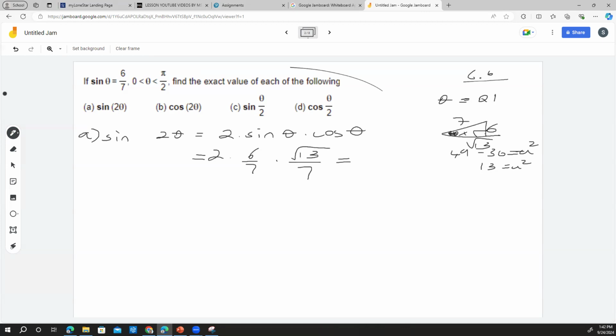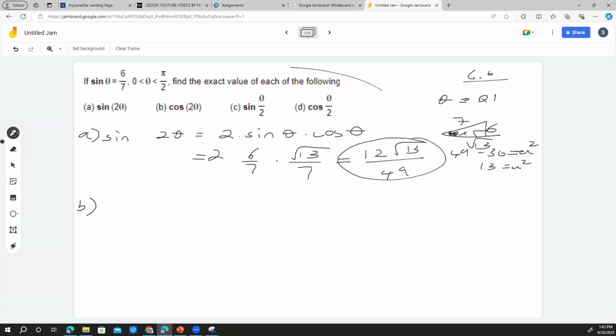All we have to do now is multiply these numbers. 2 times 6 is 12, so 12 radical 13 over 7 times 7, which is 49. This will be the answer for this question. If MyMathLab gives some special directions, you can manipulate the number further, but as I can see right now, there is nothing I can simplify in this fraction.